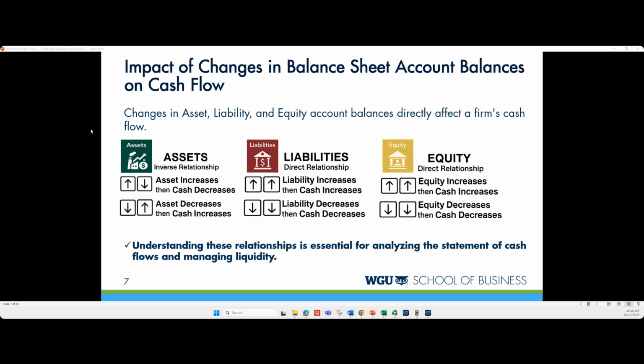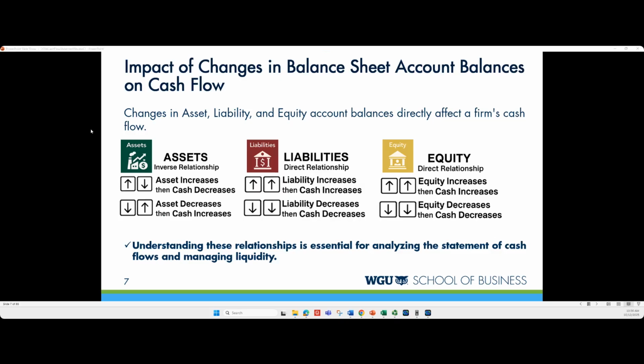So for assets, there is an inverse relationship between changes in those account balances and what happens to cash. So when an asset increases in value, then cash decreases in value. An example of that would be if the firm purchased inventory. Well, inventory is going to go up in value on the balance sheet. However, you've got to pay for that inventory somehow, so cash will decrease. Okay, on the opposite end of that, when an asset decreases in value, then cash increases.